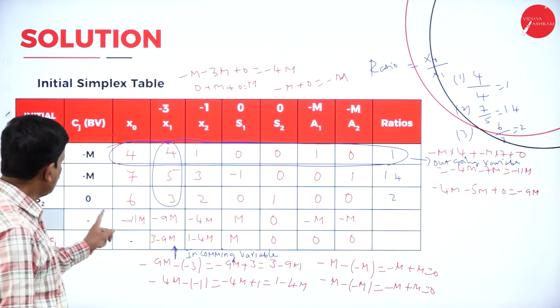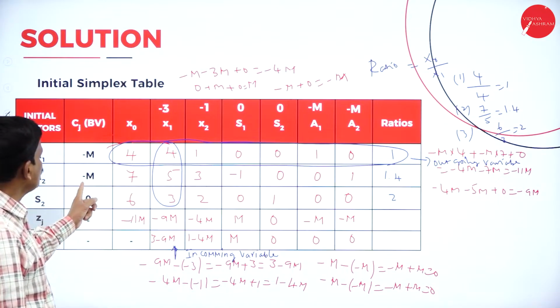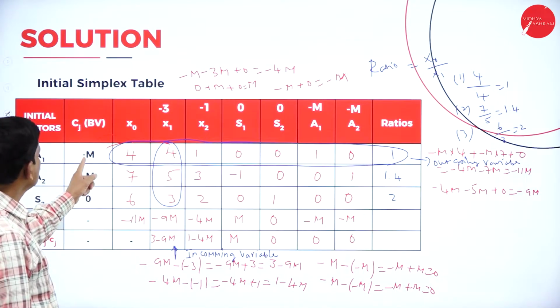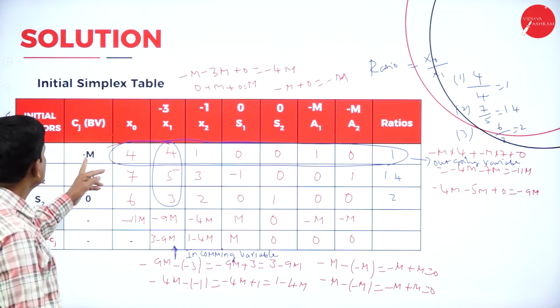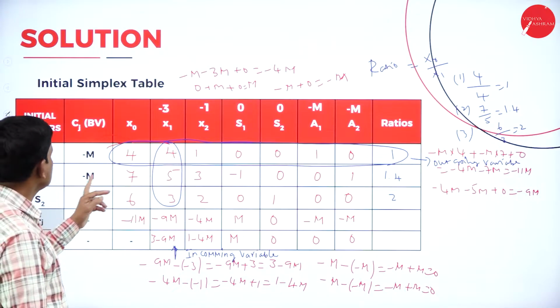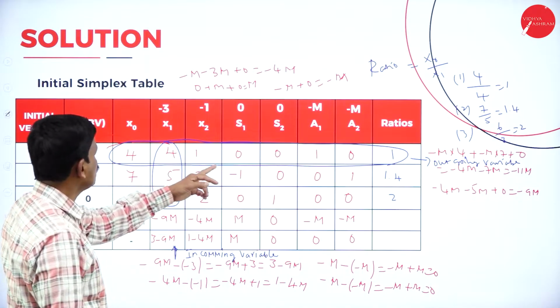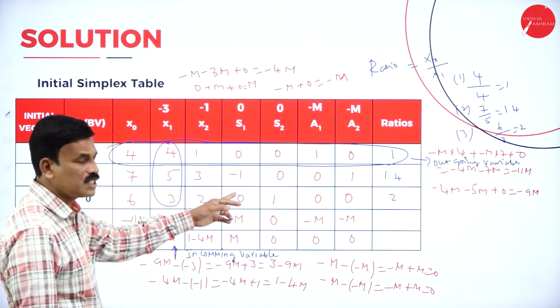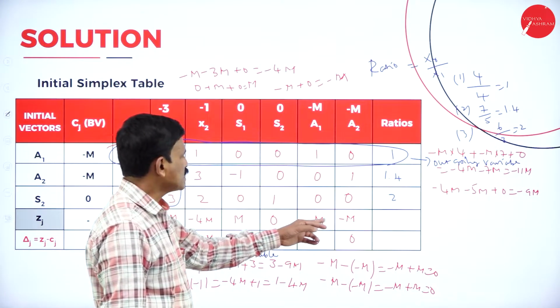Find out the value of delta j. Delta j: minus m into 4 is minus 4m, minus 7m is minus 11m, minus m into 4 is minus 4m, minus 5m is minus 9m. Similarly, minus m into 1 is minus m, minus 3m is minus 4m. Again, minus m into 1 is 0, minus m into minus 1 is minus into minus plus m. This is 0, 0 and this is minus m and minus m.